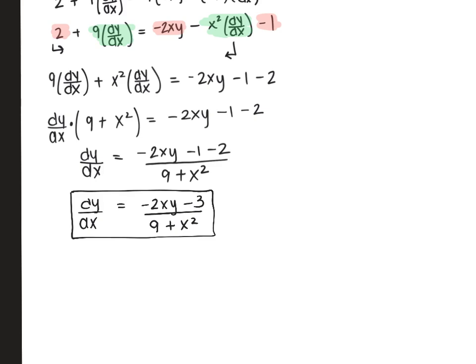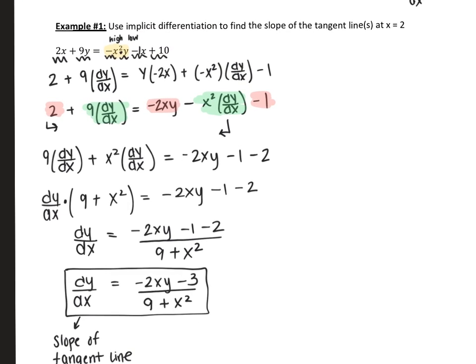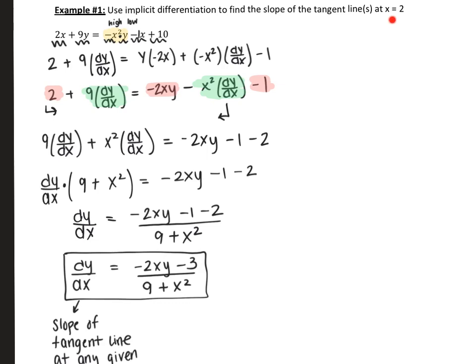Now remember, dy dx, the derivative, is the equation for the slope of the tangent line at any given x value. Okay, so dy dx is my derivative or my slope of the tangent line at any given x value. And you can tell this problem wants to find the slope of the tangent line or lines at x equals 2. So we actually have to go back down to what I got for the derivative, and we're going to plug in x equals 2.